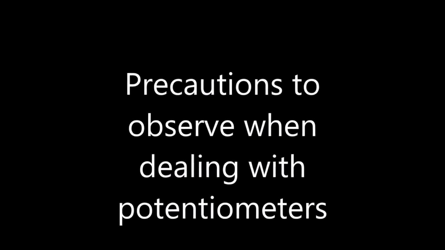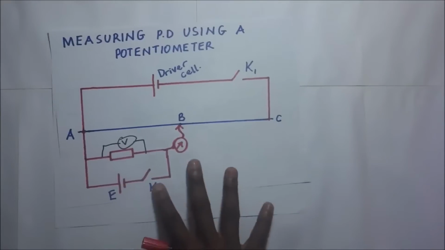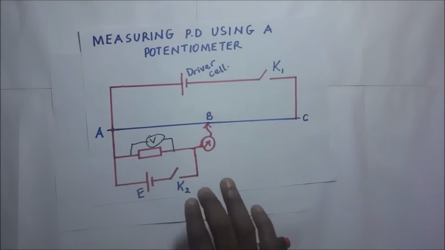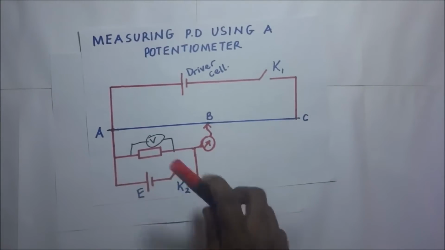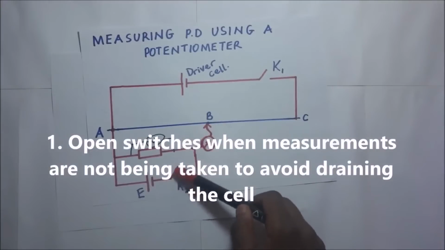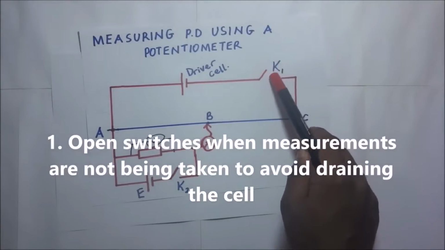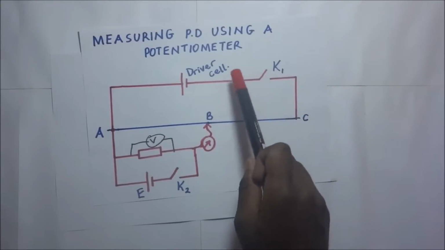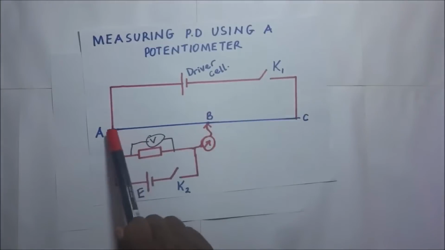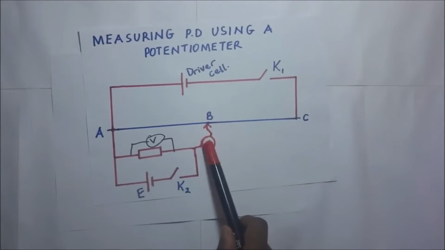First of all, when you connect your potentiometer circuit and you're currently not using the potentiometer and you're not taking any readings, it is always advisable that you leave your switches open. You should only close your switches, for example this kind of switch, only and only when you are measuring, or when you are actually using the potentiometer to measure something.